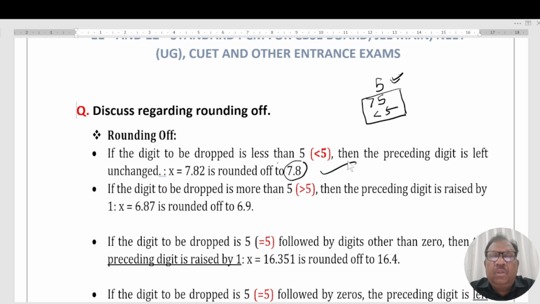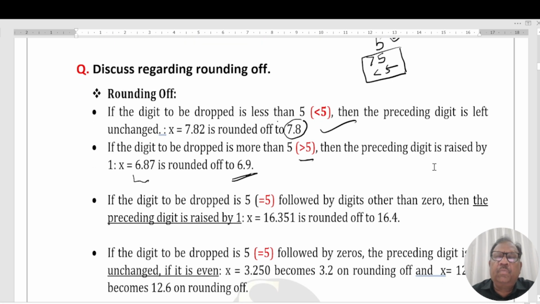Right? If the digit dropped is more than 5, then the preceding digit is raised by 1. 6.87 है, is to be rounded off. 7 को ड्रॉप करना है. 7 is greater than 5, तो 6.9 आंसर हो जाएगा इसका. If the digit to drop is 5, followed by digits other than 0, यानी कि 5 को ड्रॉप करना है और 0 नहीं है, then 16.351, इसको फॉलो 0 नहीं, rounded off to 16.4, raised by 1.